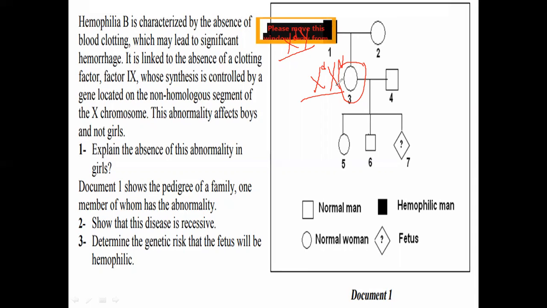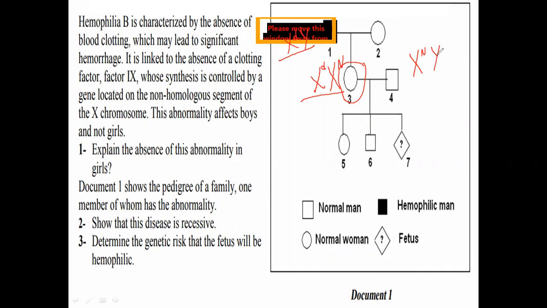They said in part 3, determine the genetic risk that the fetus will be hemophilic. If the fetus is going to be hemophilic, it should be a hemophilic man. There is no chance to be a hemophilic woman. Let's see why. Here, 3 is XdXN. 4 is normal, so sure, it will be XN Y.